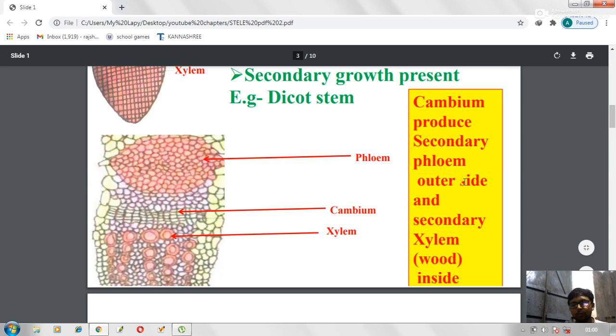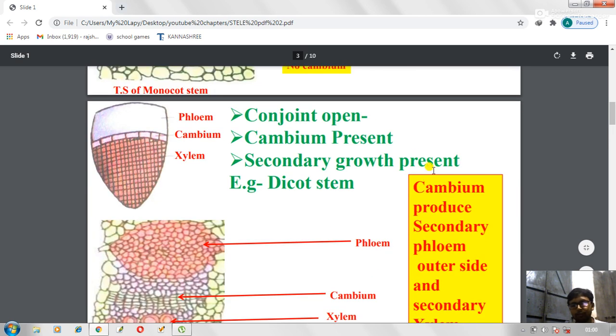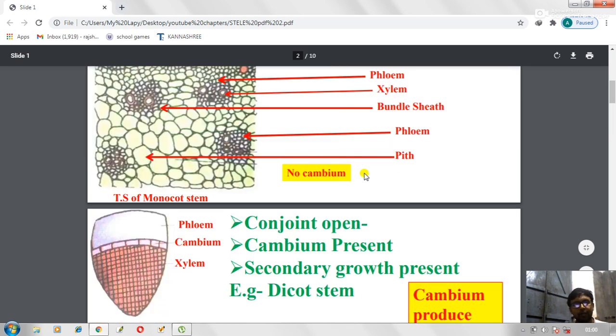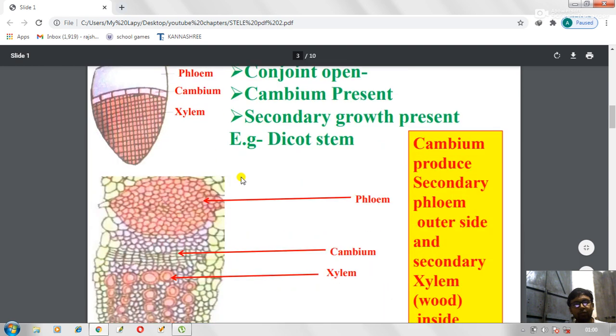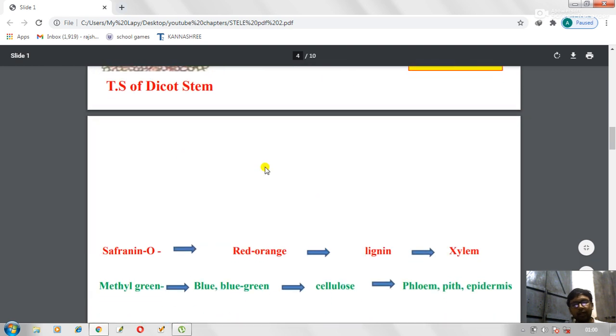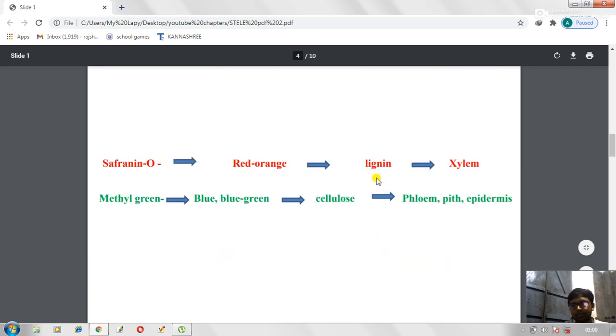So all three types of vascular bundle are there: the radial type, conjoint closed type, and conjoint open type. This is most important, and another most important thing is how we stain the vascular bundles. There are two types of staining systems: safranin, and methyl green or light green.